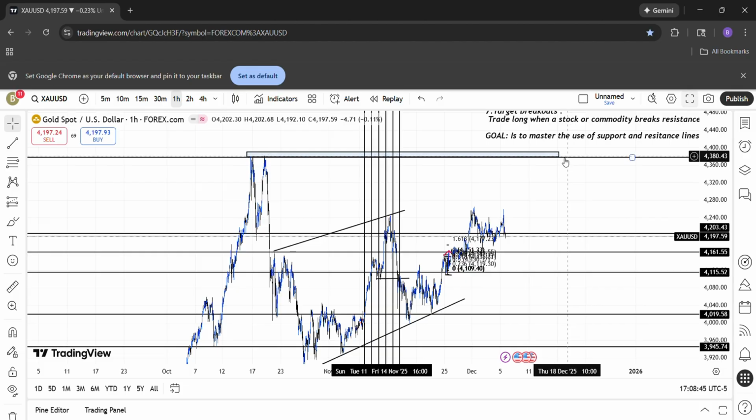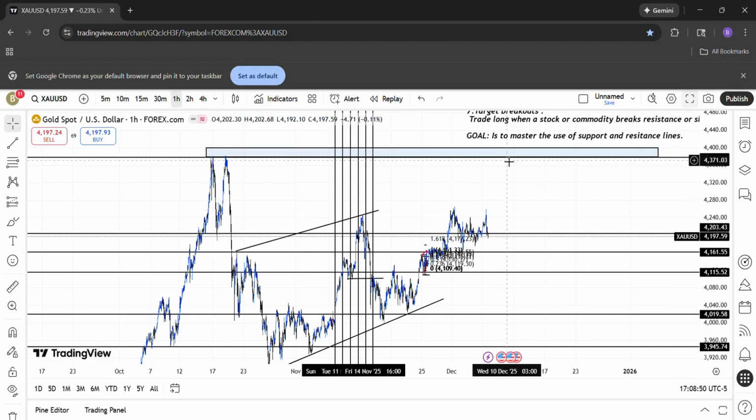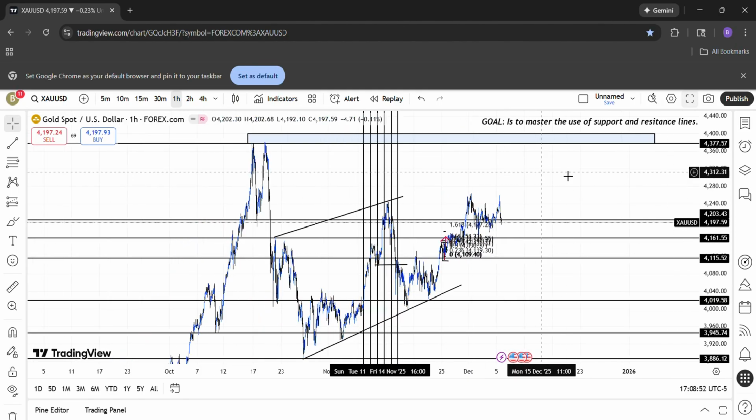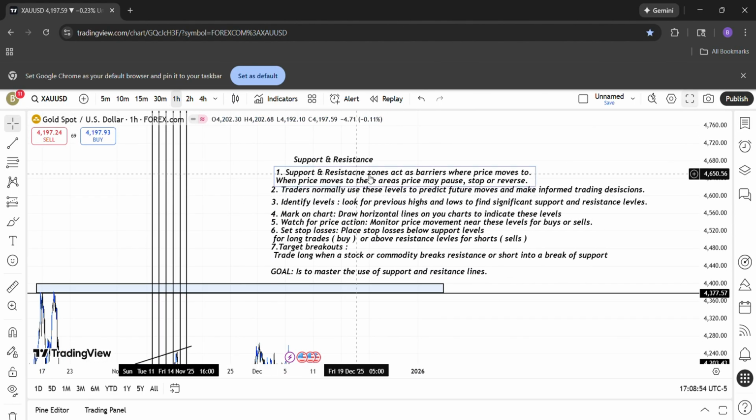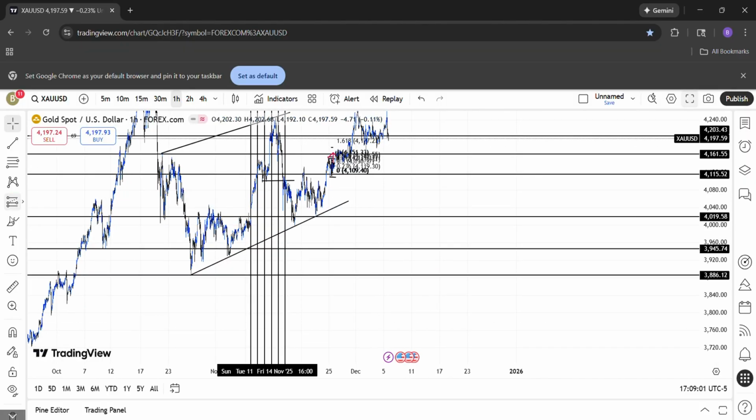It's kind of hard for me to delete all of this because, okay, so where do we start? Number one, support and resistance zones are barriers where price moves to. So this down here would be a support. Give me 1 second. Just gotta fact check that.